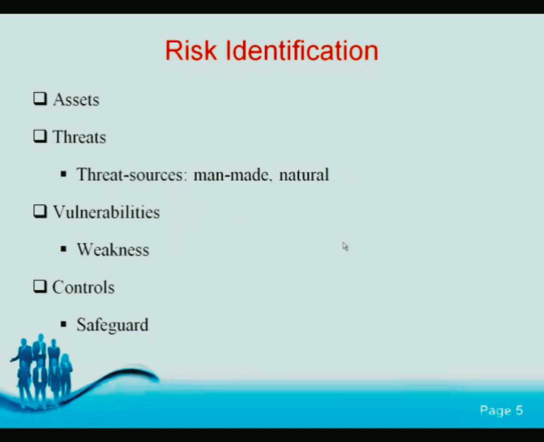So what we have is assets that we are going to protect, and we have possible threats. As we have seen, these can be internal or external sources from where we have threats. There are vulnerabilities, weaknesses in the project, and then we design the controls to safeguard the system.